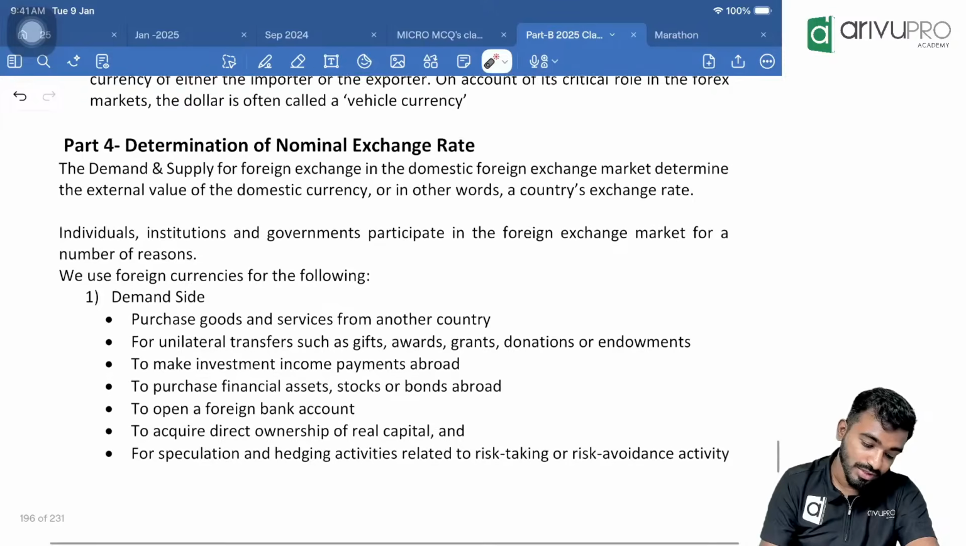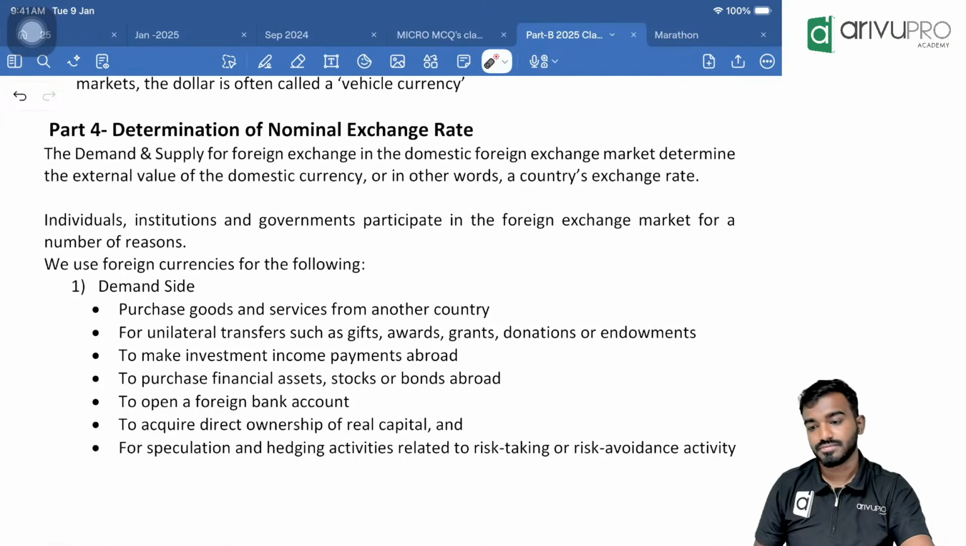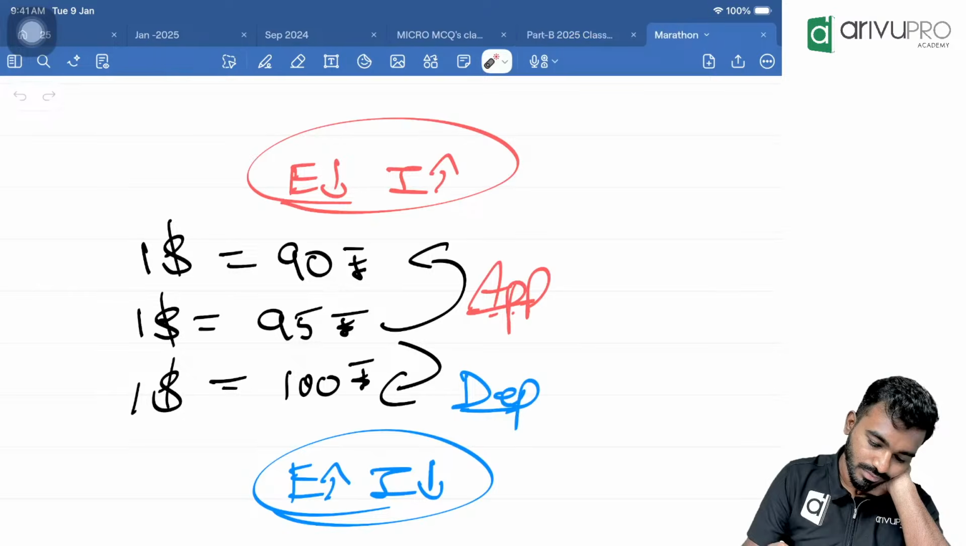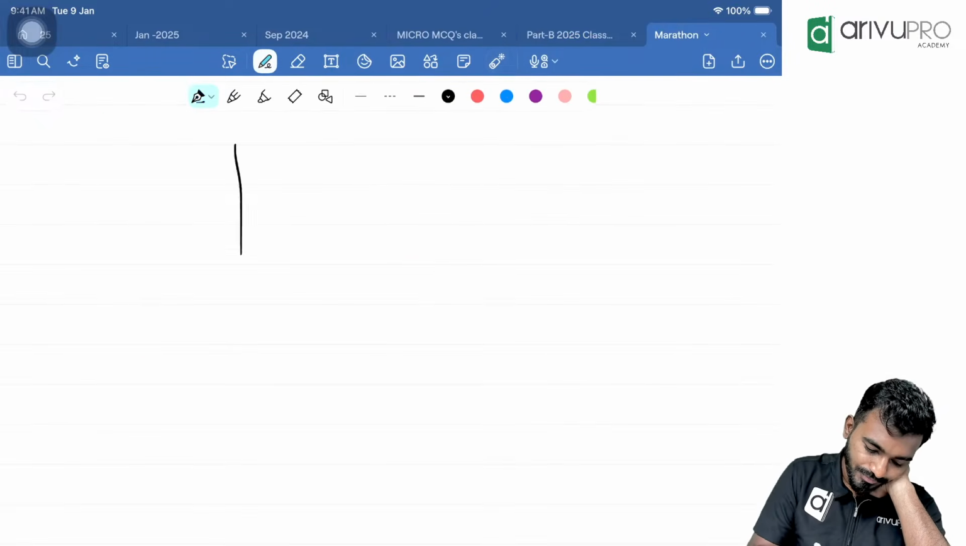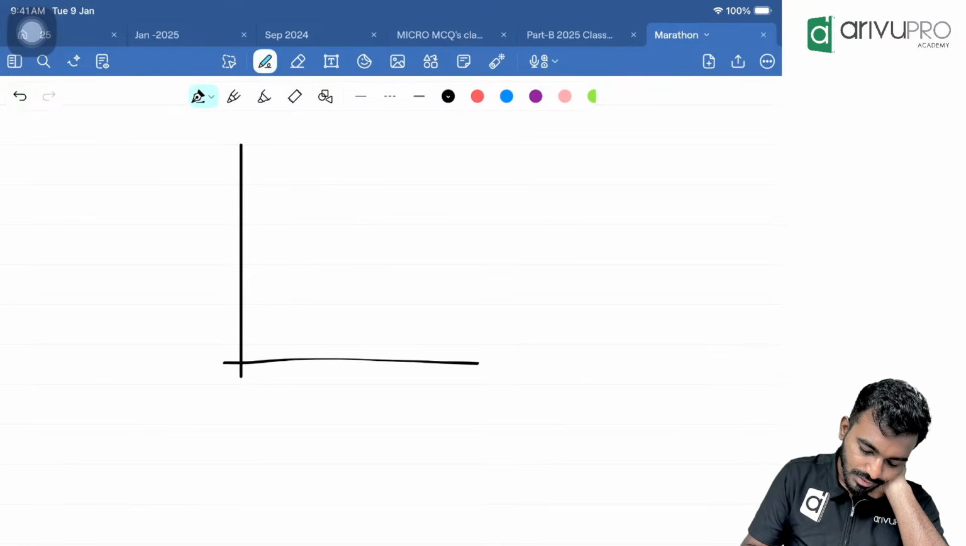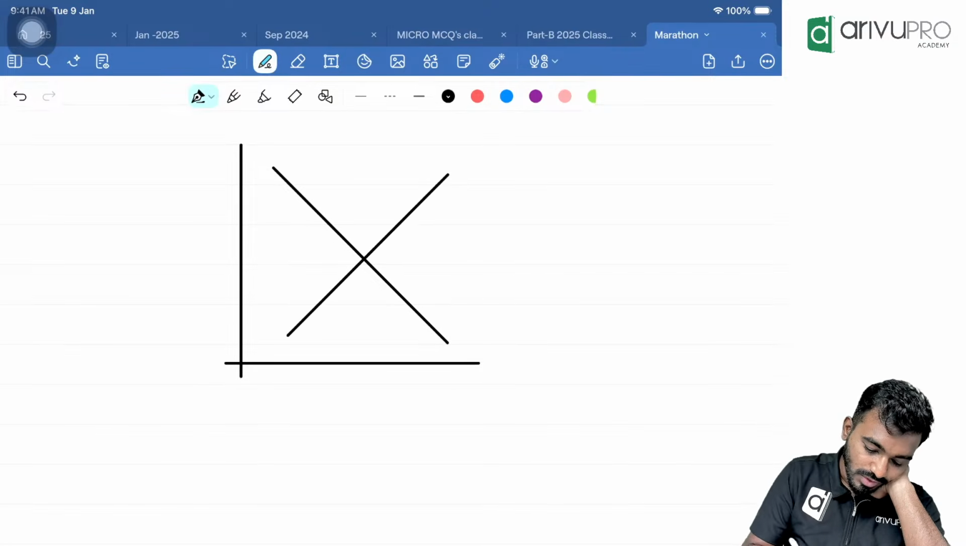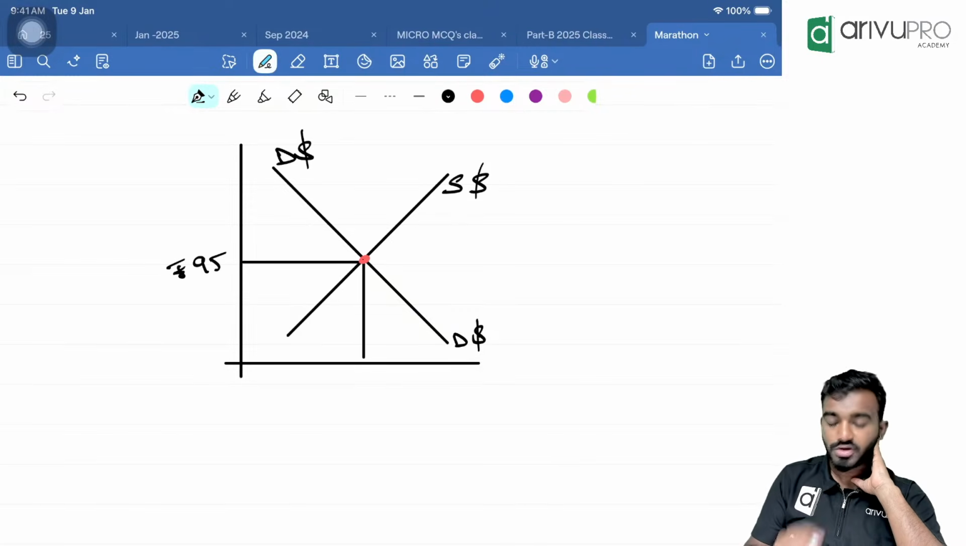But now this is important. Determination of nominal exchange rate. See, simple logic: demand and supply. Let's say this is the demand of dollar. This is the supply of dollar. The point of intersection is how the market rate gets decided. Clear? And today at the point of equilibrium, let's assume the rate is 95 Indian rupees for $1.